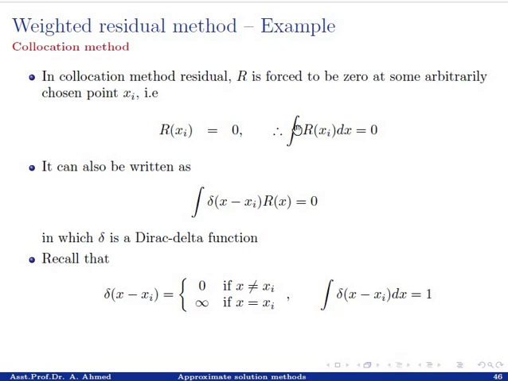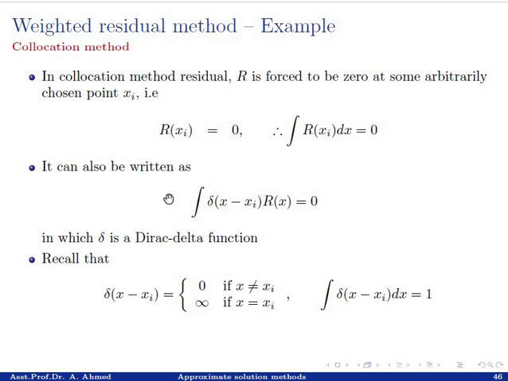Let's discuss the collocation method. In the collocation method, the residual is forced to be 0 at some arbitrarily chosen points. That is, I would say that r at xi is equal to 0. At some chosen points, we say that the residual must be 0, or in an average sense, at all those points, it must approach 0 or be close to 0. This particular equation can be written down in this form.